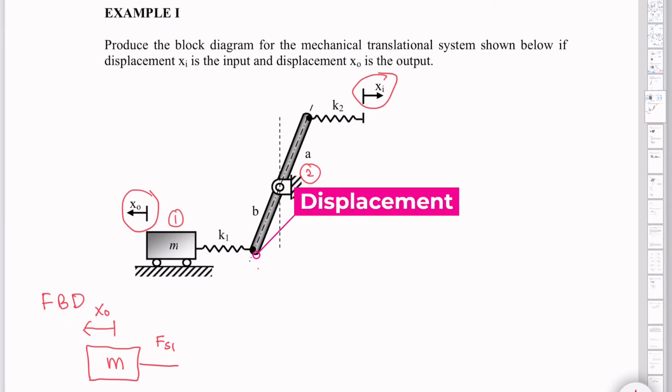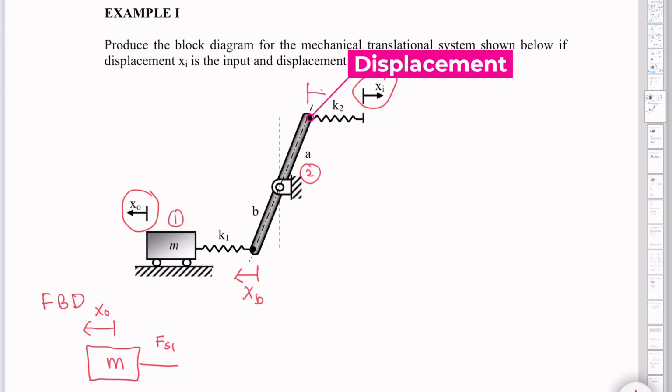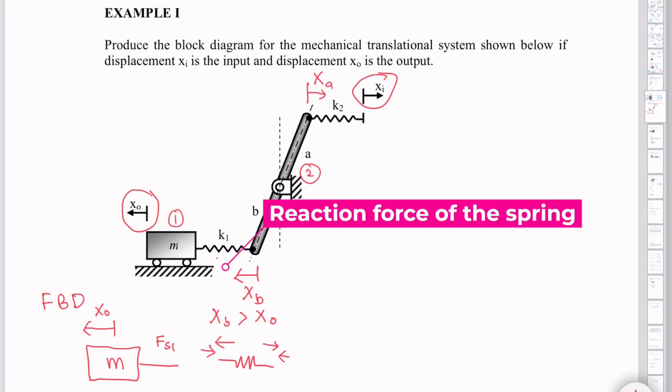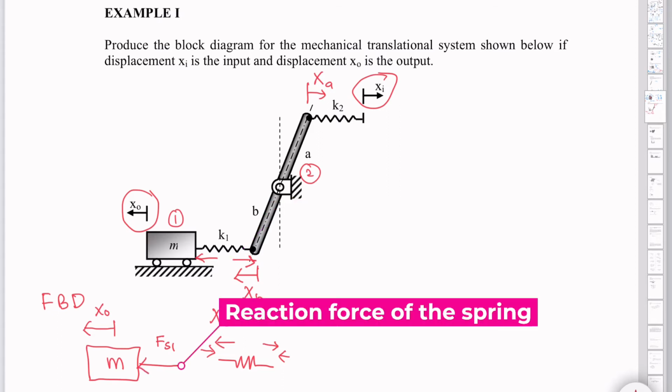So let's do the analysis on the spring. Here we know that the lever will have a displacement of xb, and here we have also a displacement of xa. So for spring number 1, let's consider xb is bigger than x0. If we consider that, we know that the spring will be in compression. The reaction for the compression is that the spring will push back. So the force here is in this direction.